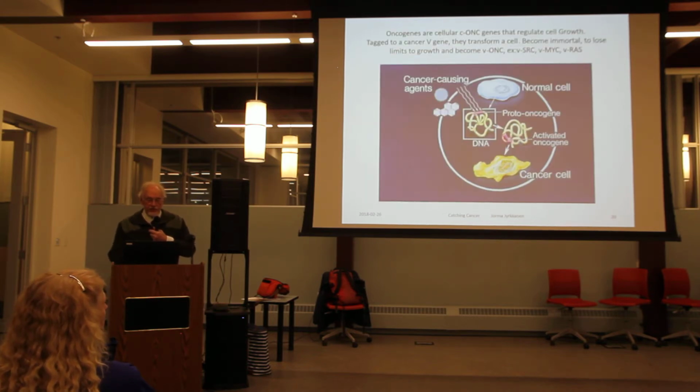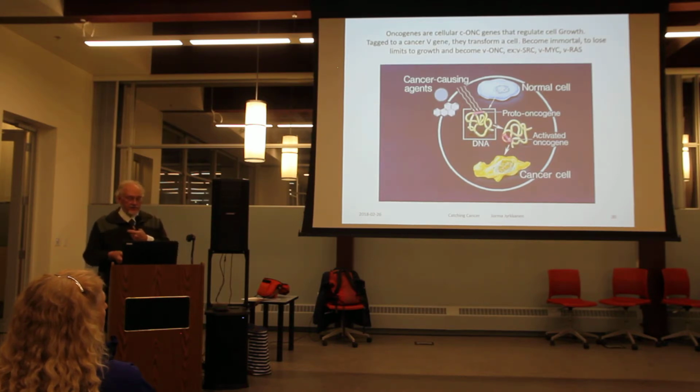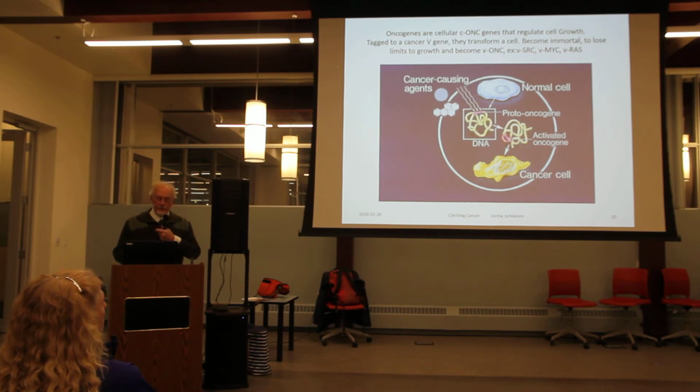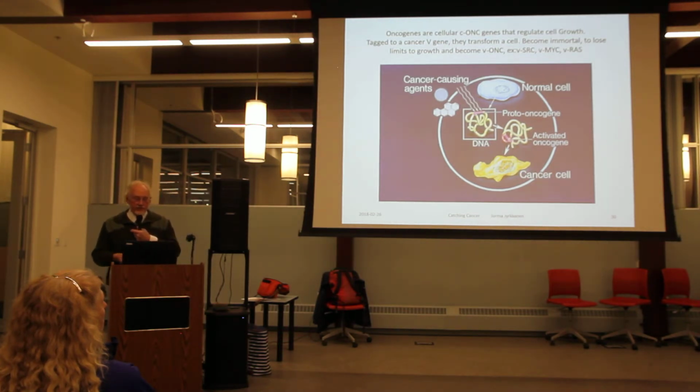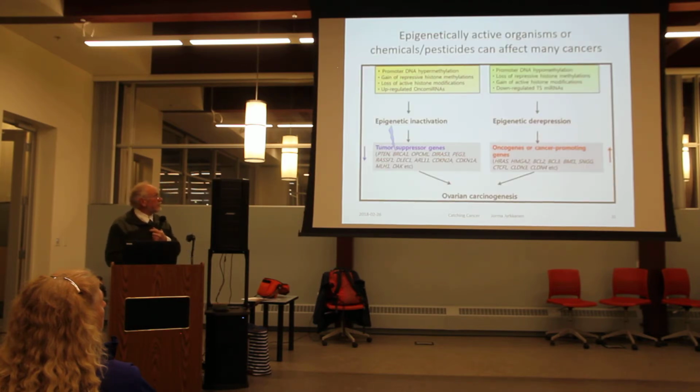So oncogenes are normal cellular genes that regulate cell growth. I told you that already. I call them C-onc. After a virus transforms them, mutates them, they become V-oncs, and V-src, V-myc, V-ras. So these activated oncogenes will lead to cancer cells.